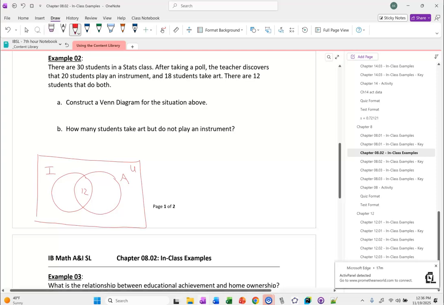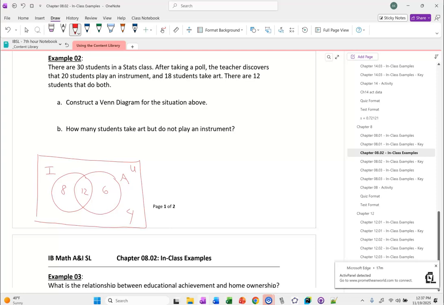Let's start there. How many people have been placed in the I circle? 12. How many should be in the I circle in total? 20. How many more do we need to add? Okay. If I add those up, what do I get? Okay, where do the other 4 go? Katie says outside. Is everybody okay? Yeah. All right.